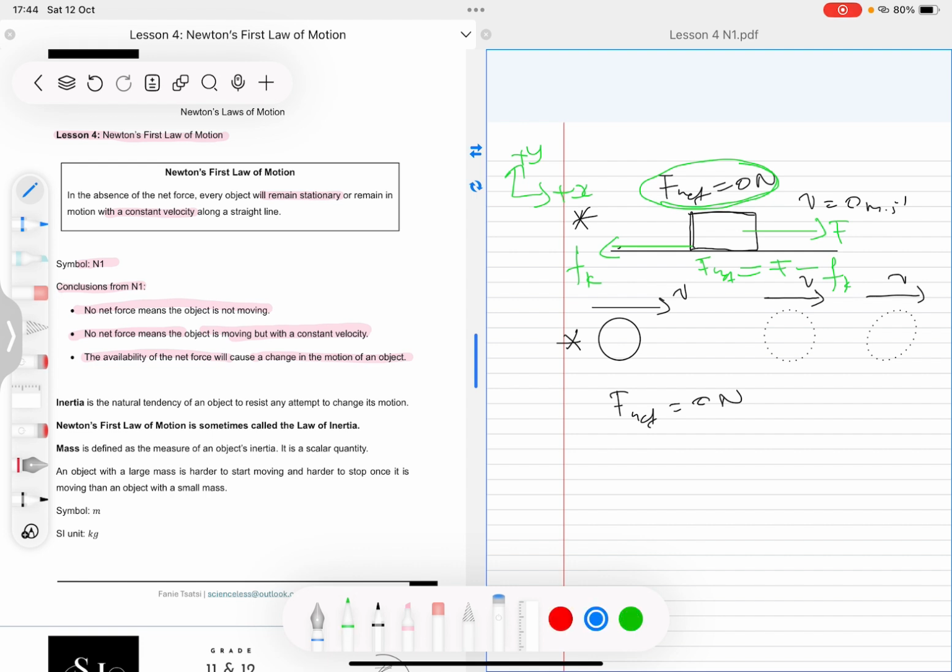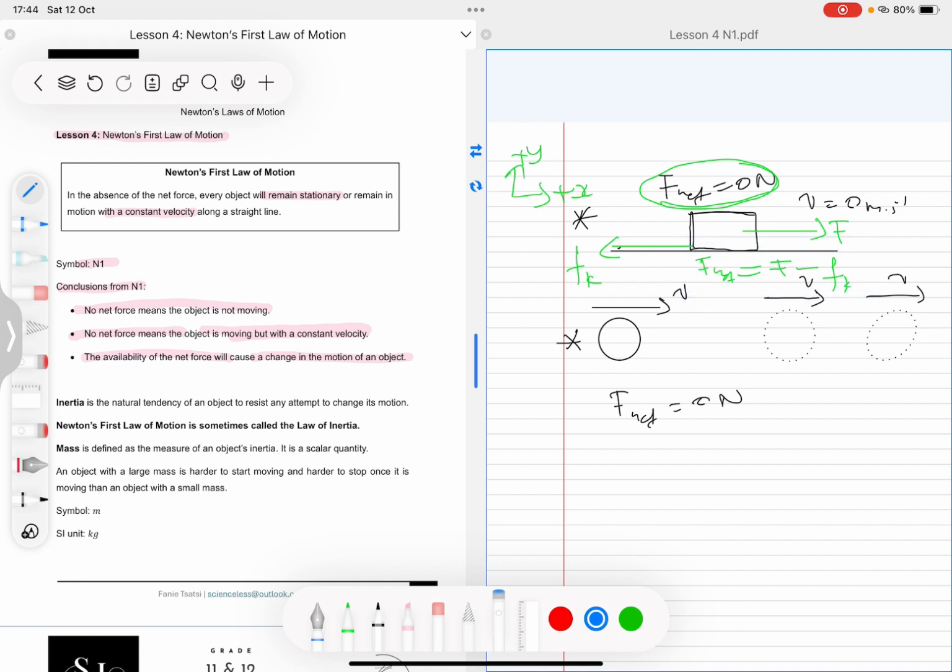Now remember, this comes from the definition of the net force in lesson 1. That's why I said lessons 1, 2, and 3 are a foundation in helping us to understand these laws. What I've used here was the definition of the net force, where we said the net force is the vector sum of all forces acting on an object. It gives us the overall effect of these individual forces acting on the object.